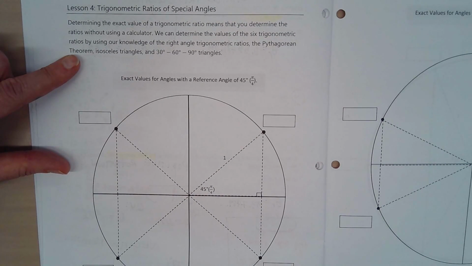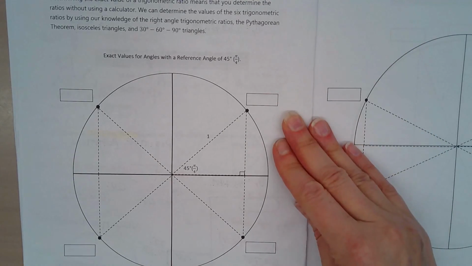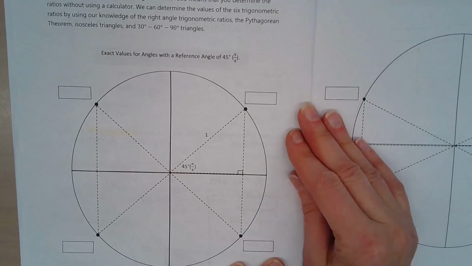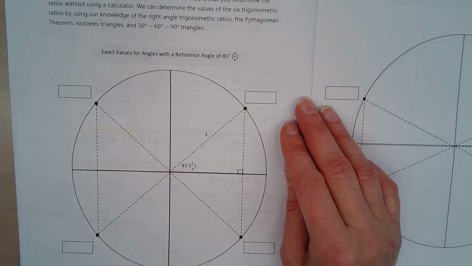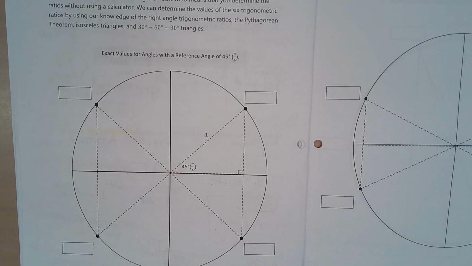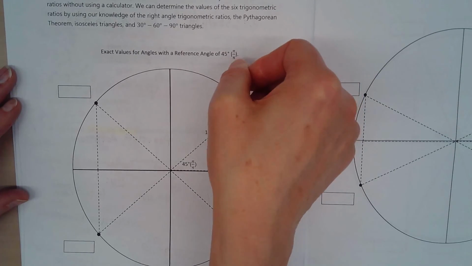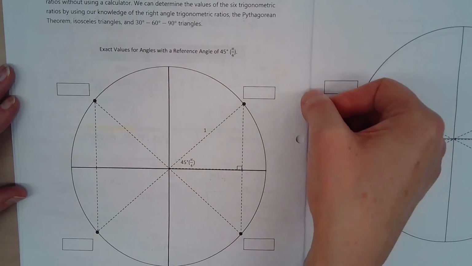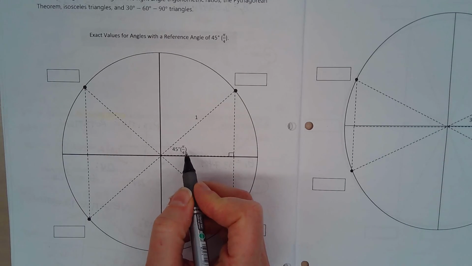We can determine the values of the 6 trig ratios by using our knowledge of right angle trig, the Pythagorean theorem, isosceles triangles, and 30-60-90 triangles. These are what you're supposed to know in grade 12 trig: sine, cos, and tan from memory. We're just going to concentrate on the 3 primaries because for the 3 reciprocals, you can just flip the ratio values. So we're going to talk about the 3 primaries for reference angles of 45 degrees. The first thing I want to do is identify the related angles to 45 degrees, or pi on 4.